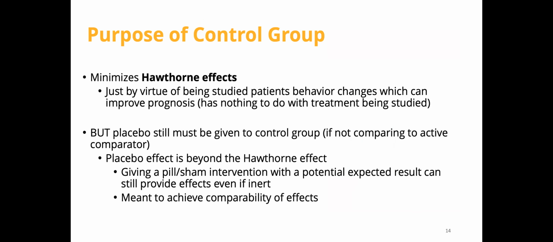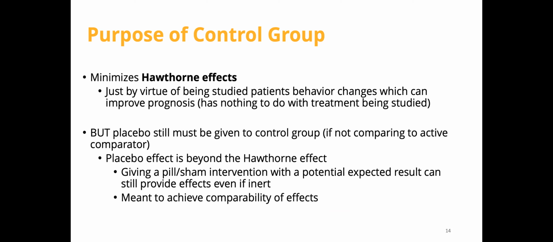So why do we include a control group in the first place? This is very important to understand. We include a control group because it minimizes something called the Hawthorne effect. We know that just by virtue of being studied, patient behavior changes, which can improve prognosis, which has nothing to do with the treatment being studied. So that's why you include a control group.